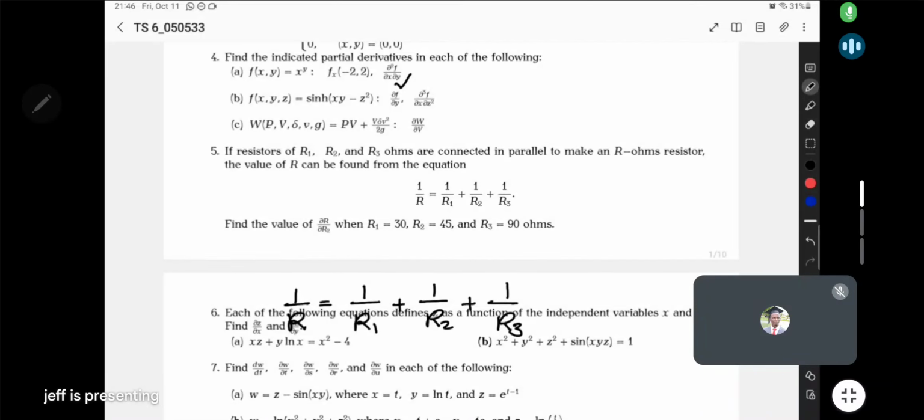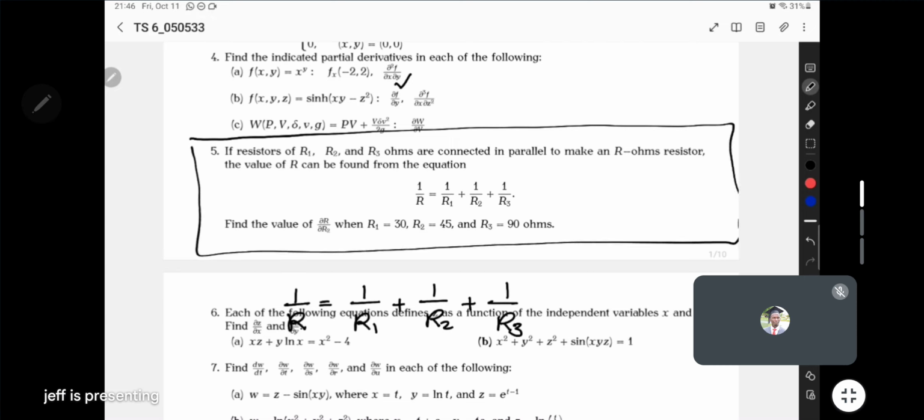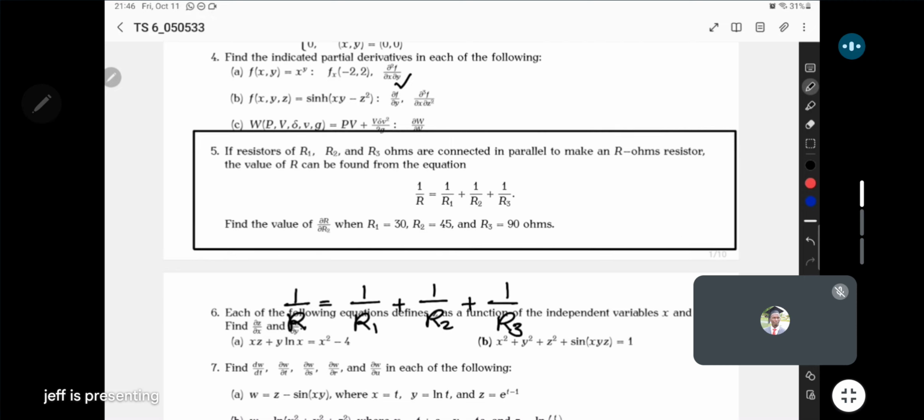Okay, so in the next part, we want to look at question 5. So what is happening here? If resistors R1, R2, R3 are connected in parallel to make R ohms resistor, the value of R can be found from the equation. Find the partial of partial R with respect to R2.